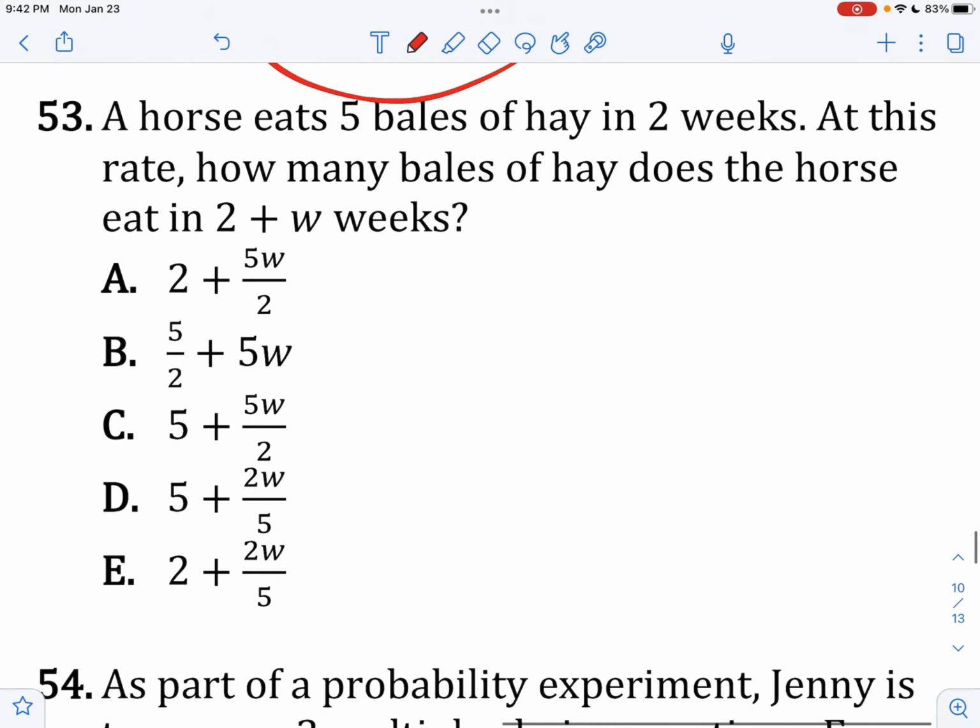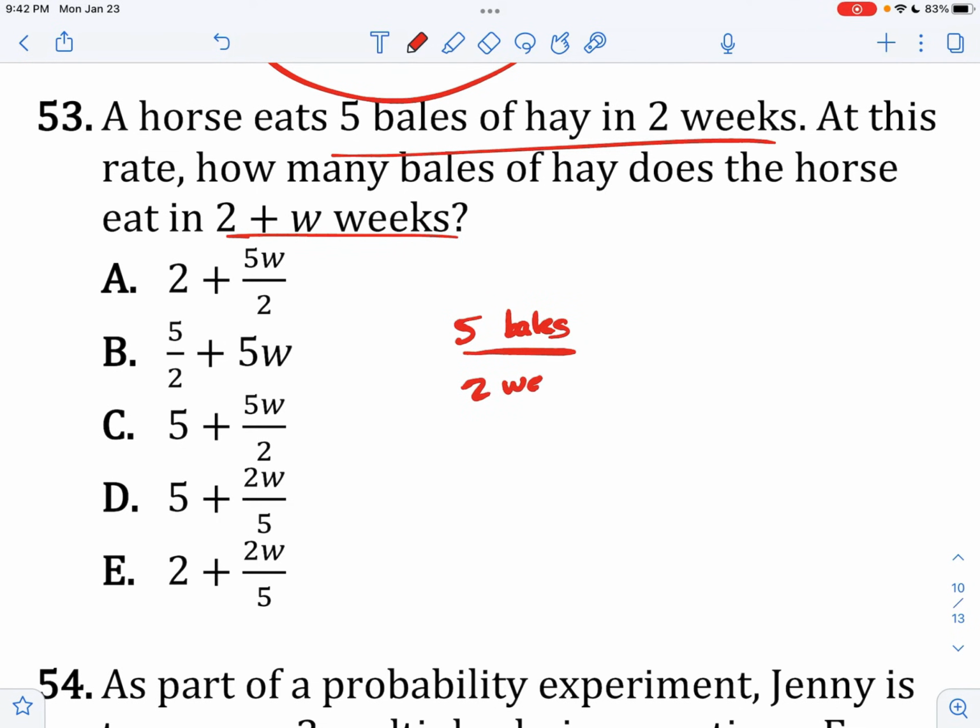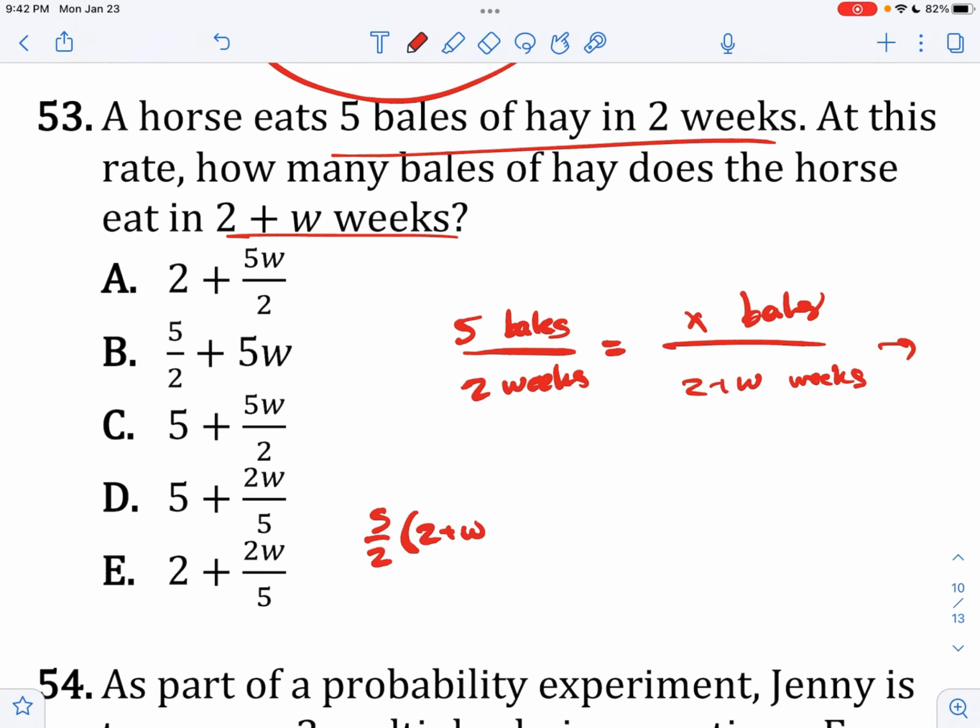A horse eats 5 bales of hay in 2 weeks. At this rate, how many bales of hay does it eat in 2 plus W weeks? So 5 bales is to 2 weeks as X bales is to 2 plus W weeks. Just solve for X. Now we just multiply by 2 plus W. So 5 over 2 times 2 plus W gives you 5 plus 5 over 2 W equals X bales. 5 plus 5W over 2.